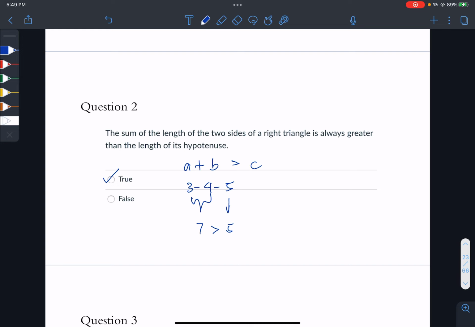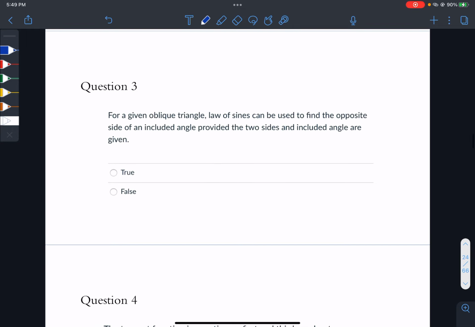We also have the 5, 12, 13 triangle. Remember that we have the two sides 5 and 12, which sum to 17, and that is greater than 13. So the sum of the two sides is always greater than the hypotenuse.